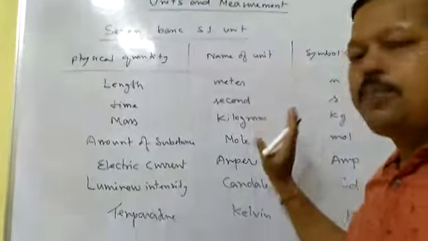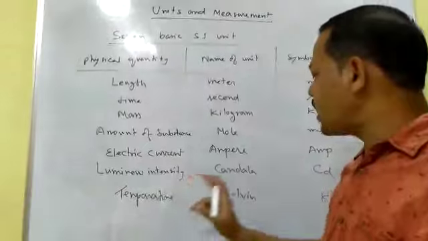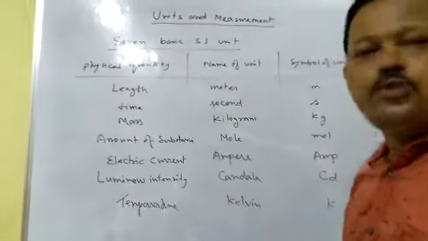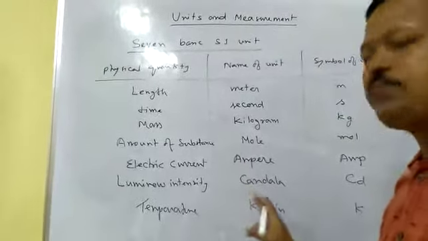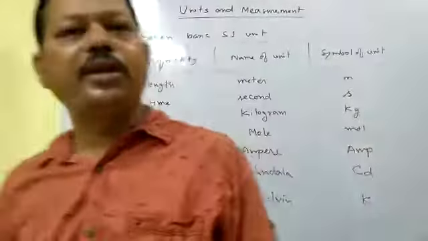You should learn about this. In the exam, the question will ask what is the SI unit of temperature and what is the symbol of it. Then you have to write the answer: the SI unit of temperature is Kelvin and its symbol is K. So this way you have to write the answer.